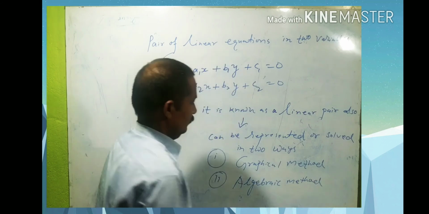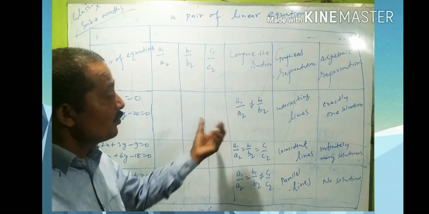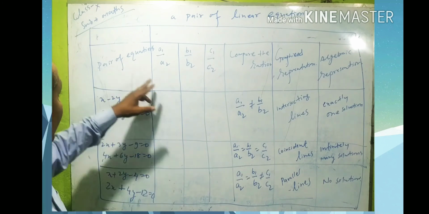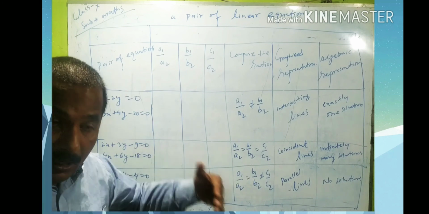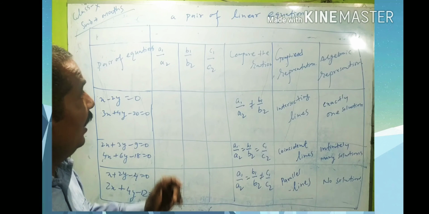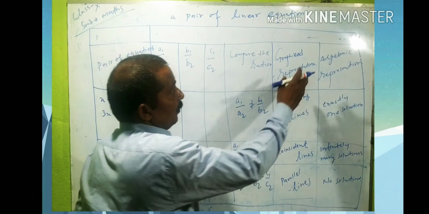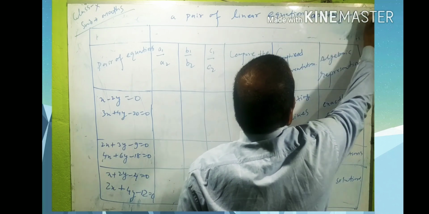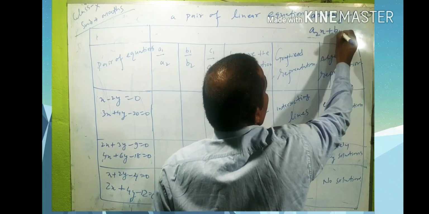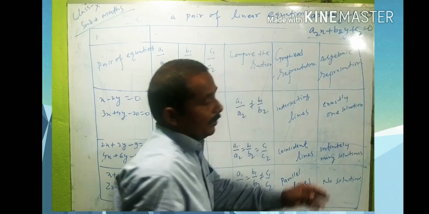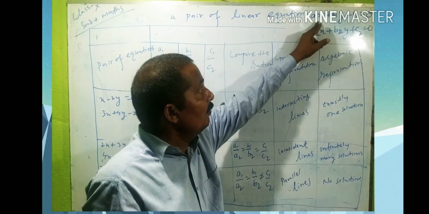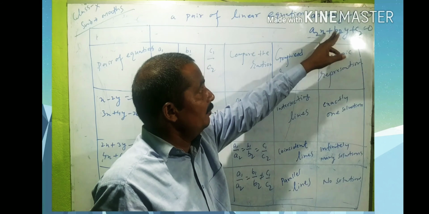Students, we have arranged one table here in which three pairs of linear equations are there, and in this table, different columns are there. A few minutes back, I made a pair of linear equations in this form. Look here. A1x plus B1y plus C1 is equal to 0. A2x plus B2y plus C2 is equal to 0. As I told earlier, this is the most common form of a pair of linear equations.